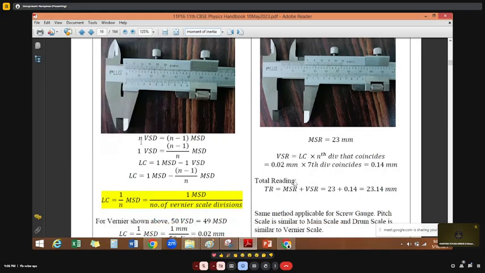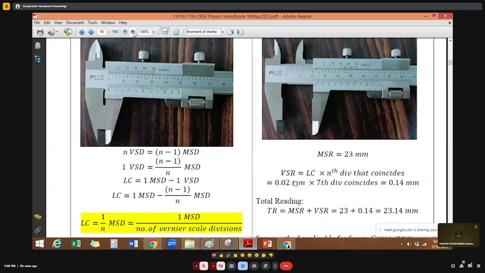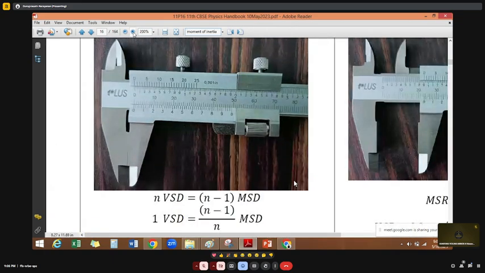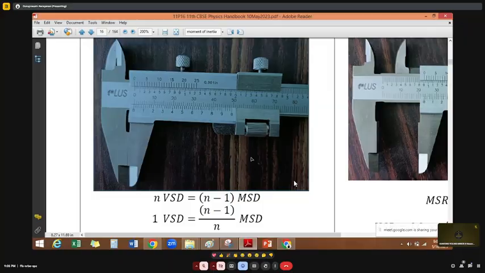So you should know that in Vernier, the way the system works is, for example, if I have 10 Vernier divisions, right? In this case, maybe I can zoom it in. So look at that. I have 5 into 10, so that means you have 50 divisions. But when you match it with the main scale division, it does not match exactly at 50. It will match at 49. Can you see that, everyone? Very important.